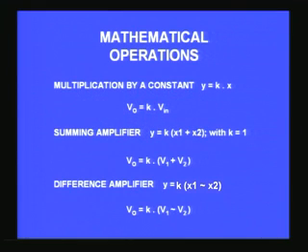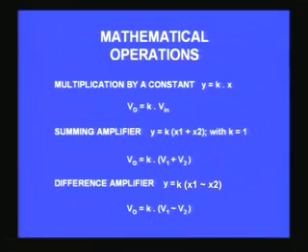You may recall that multiplication by a constant is basically a very simple voltage amplifier. V output is some k times the V input, where k is a constant, which we call the gain. So this very simple amplifier could in principle be called a mathematical operation. It is multiplying a given input with a constant value. You also saw how we can perform summing or addition of two input voltages using an operational amplifier.